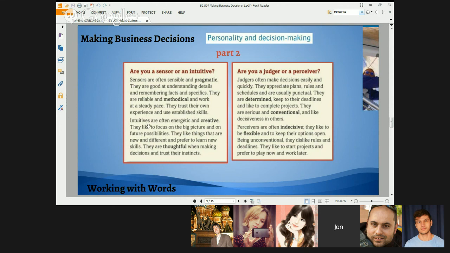Intuitives are often energetic and creative. They like to focus on a big picture and on future possibilities. They like things that are new and different and prefer to learn new skills. They are thoughtful when making decisions and trust their instincts.